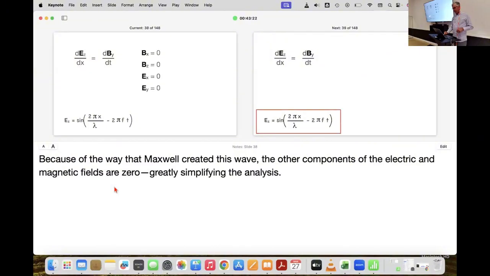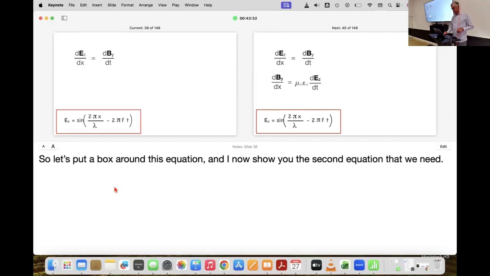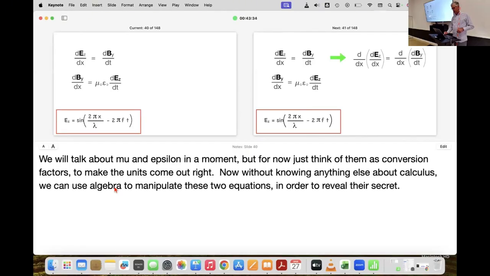We talked about this. The next part, now that we're here, is kind of just fun. The magic comes in. So what we want to do is manipulate these two equations algebraically. We're just going to use algebra now, and that's when the magic will pop out.